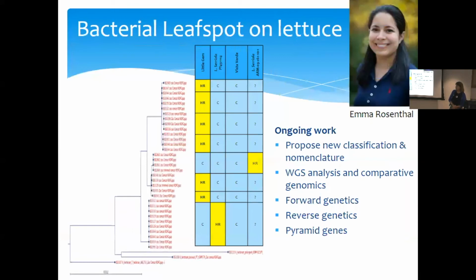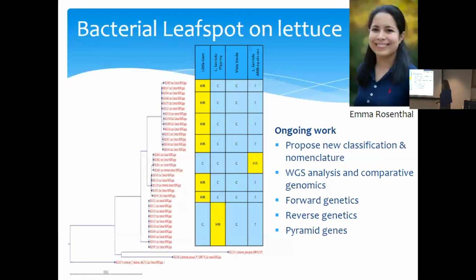Emma Rosenthal, who was in Greg Martin's lab, is currently working on one of my favorite projects, which is a lettuce disease problem: bacterial leaf spot on lettuce. We have already characterized the diversity of the organisms that cause the disease, and we also know there are 3 races of the organisms. We have differential hosts for that, and we know that at least for one of them, there's a single gene for resistance.